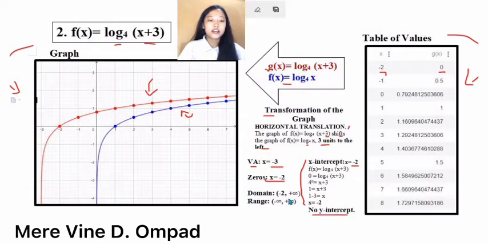Our domain is from -2 to positive infinity, and our range is -infinity to positive infinity.